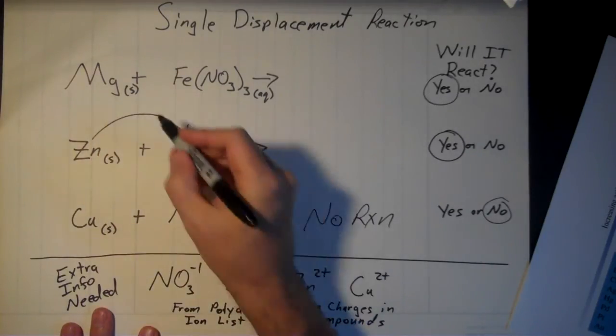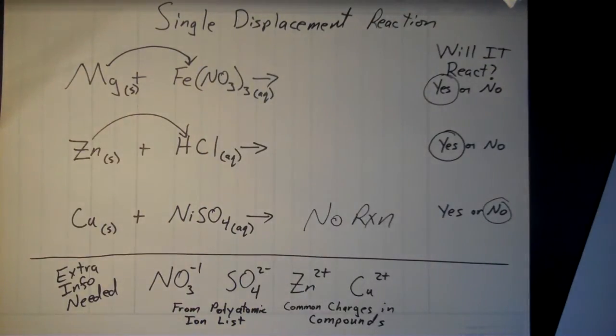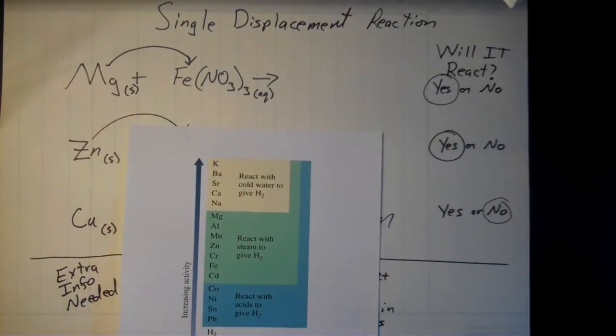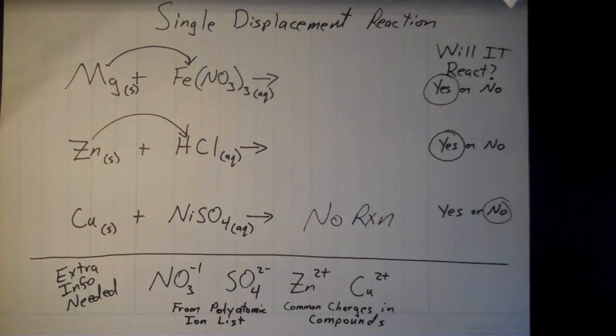It's going to come in and kick out the hydrogen. The magnesium is more reactive. It's going to come in and kick out the iron. All right, so that's what you need the activity series for, is just to predict whether those reactions will take place or not. I gave some extra information down at the bottom here. We're going to need that for finishing up these equations.